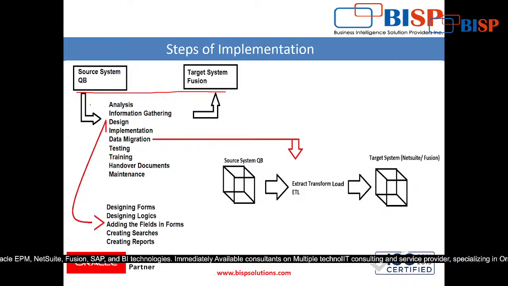So from switching from here to here, from source to target, we need to follow some sequence of steps. In that sequence of steps, the very first thing is analysis. Analysis means: is it feasible? In how much time will it complete? How many human resources will be required? What will be the budget and costing of this project? All these things come under the analysis part.